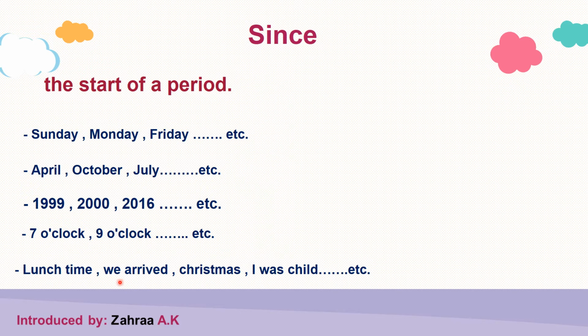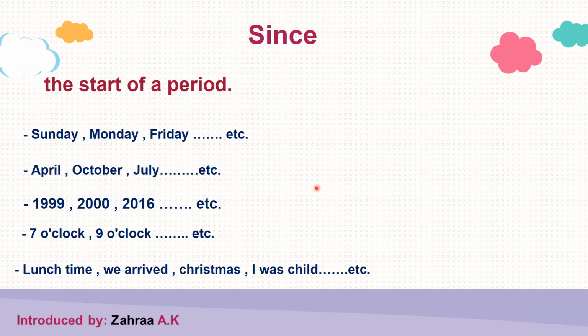So: since lunchtime منذ الغداء. Since we arrived منذ وصولنا. Since Christmas منذ عيد الميلاد. Since I was a child, since she was a child, منذ أن كنت طفلا. So you specify the period by using since.